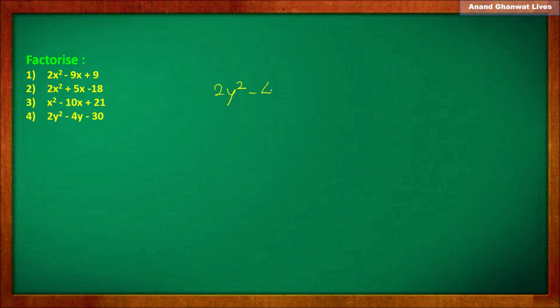Okay, now next, 2y square minus 4y minus 30. Now we shall use here two methods. By the first method, we have to multiply the coefficient of square term, that is 2, into the constant term, that is negative 30. We have to find factors of negative 60 such that its addition will be negative 4. So 10 and 6, and we shall give negative sign to bigger number. So negative 10 and positive 6 are the factors. It is equal to 2y square minus 10y plus 6y and minus 30.